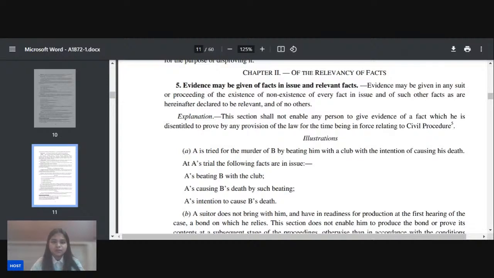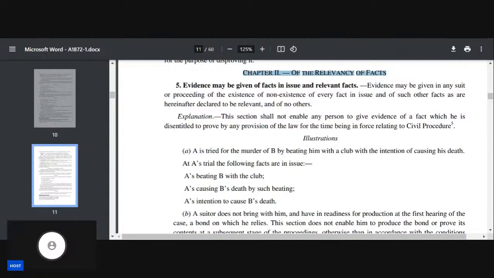Okay. So can we move on to chapter 2, which is of relevancy of fact. Now here it's from section 5 till section 55, and you can see a lot of divisions also in between, right? Now section 5, if you see, of relevancy of fact: evidence may be given of facts in issue and relevant fact. What evidence can you give?